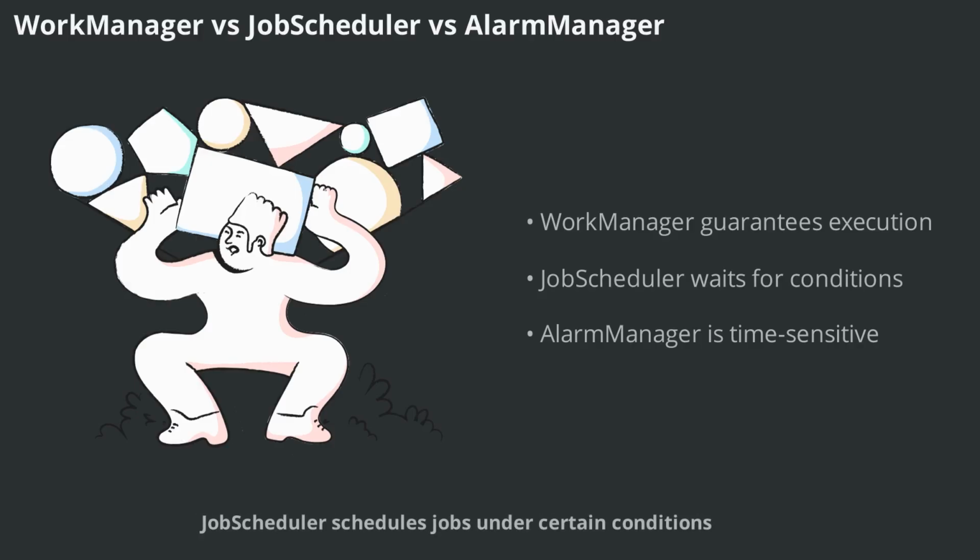Job Scheduler schedules jobs under certain conditions, and Alarm Manager triggers actions at exact times. WorkManager is best for tasks that must run eventually, Job Scheduler for tasks that can wait for device conditions, and Alarm Manager for time-sensitive operations. Choosing the right tool depends on task requirements and timing needs.